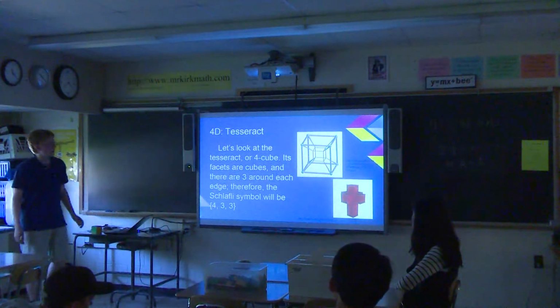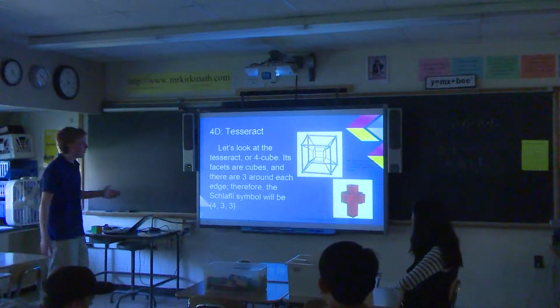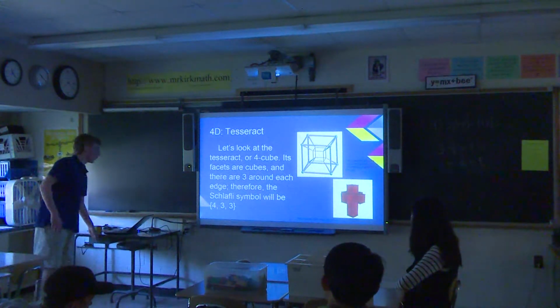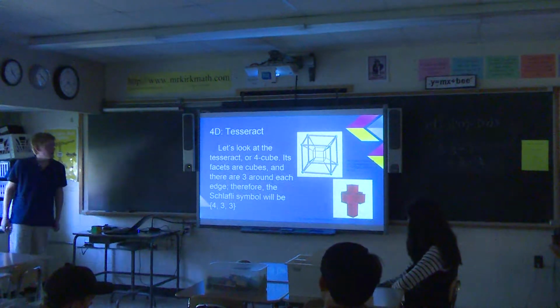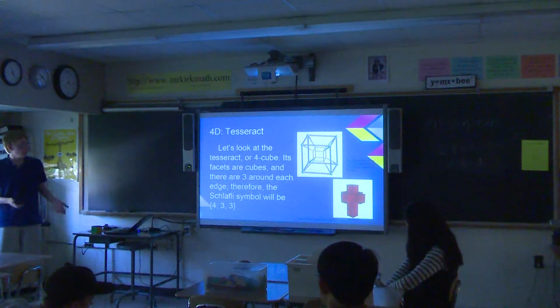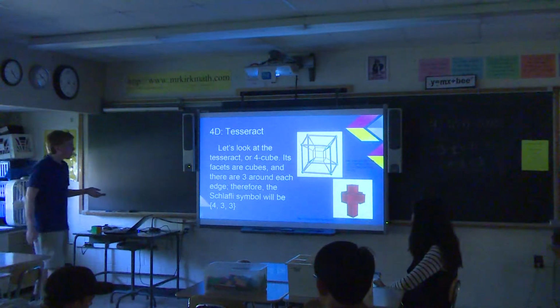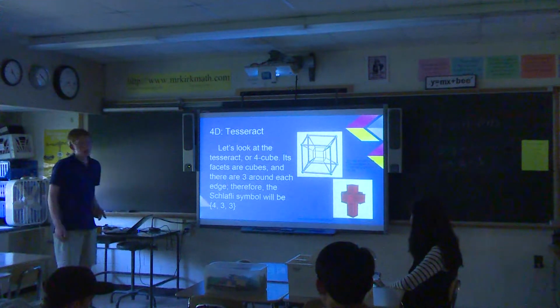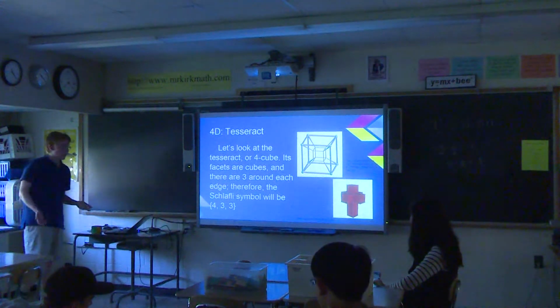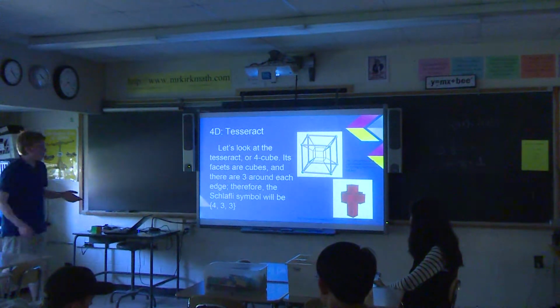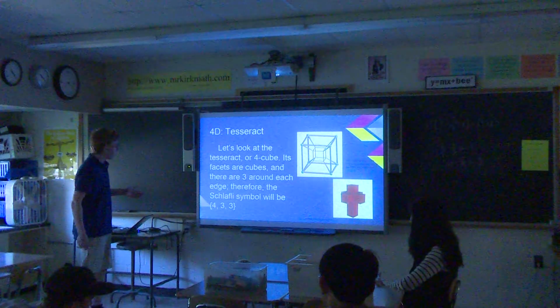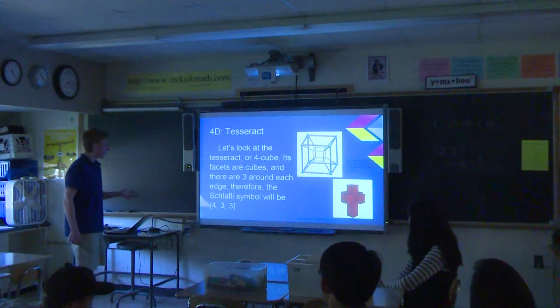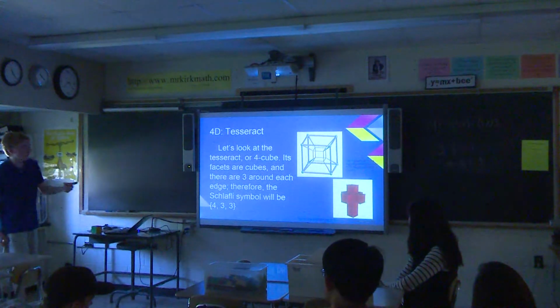Pretty much the last thing is the tesseract. We've seen this a few times from other places in this class, but this is the analog of a cube in 4 dimensions. Its facets are cubes, and so it's composed of cubes, and around every edge there are 3. So in order to get this, we use Schlafli symbol 4, 3, 3.